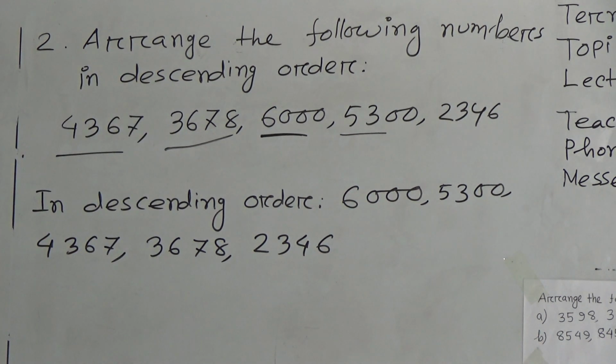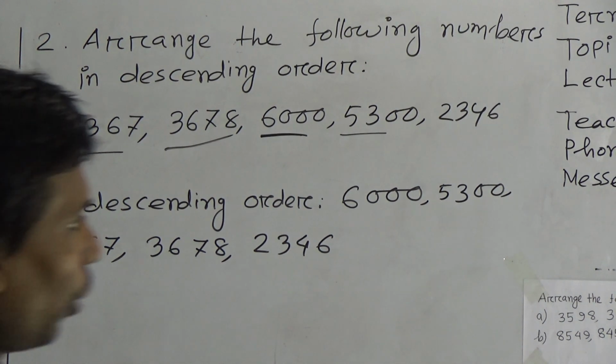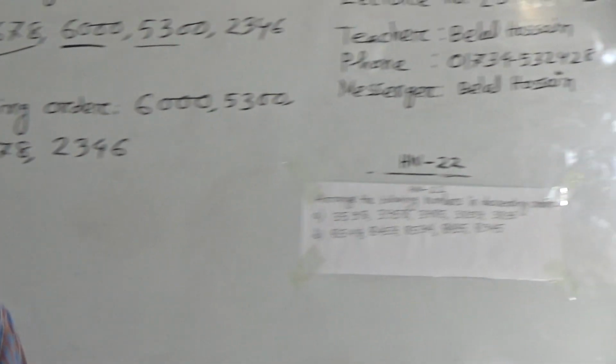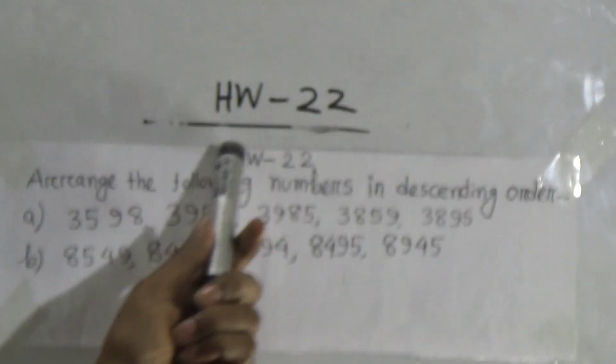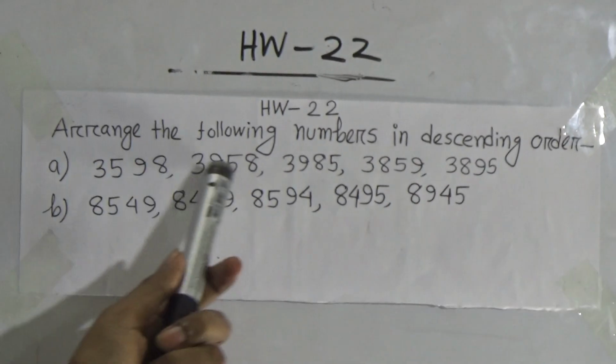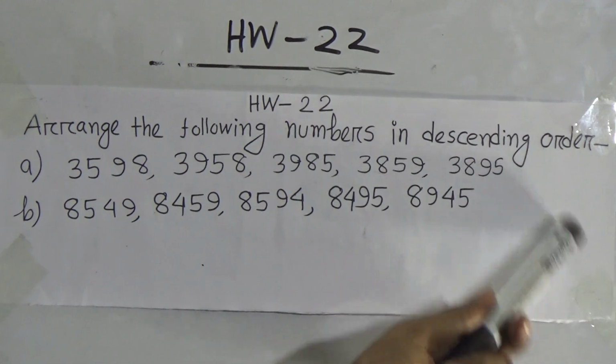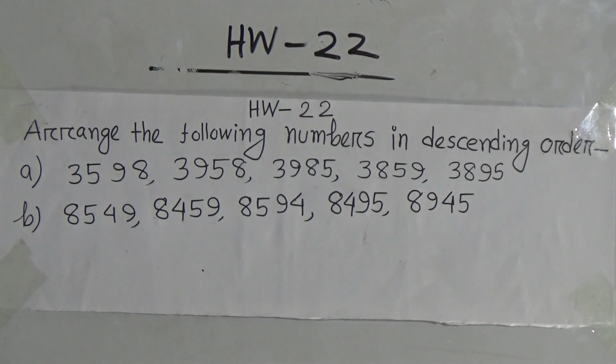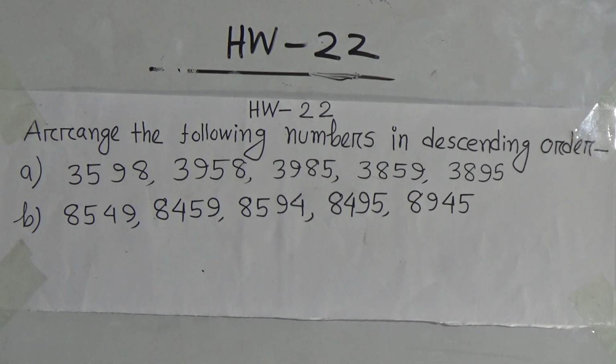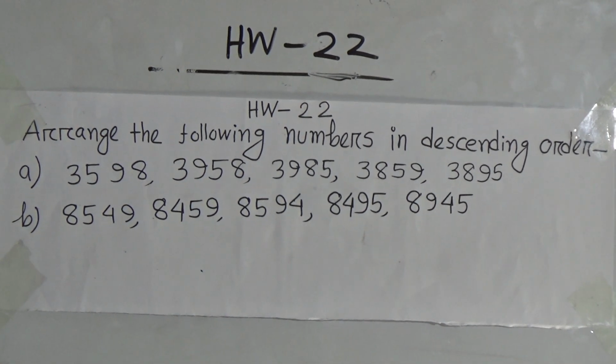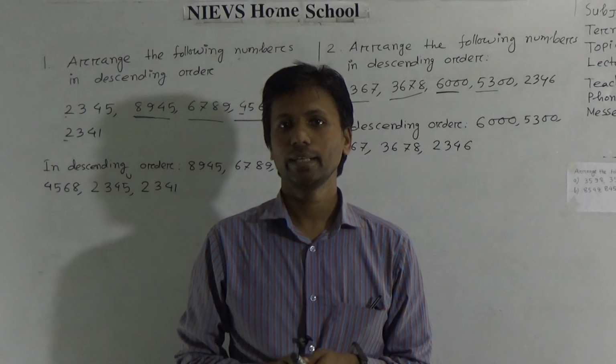Dear children, I hope you understood. Now I want to talk with you about our HW topic. Look, HW number 22, arrange the following numbers in descending order, A number and B number. Like what I discussed and solved today, this way you have to solve these two problems. Okay, and remember, you have to arrange the numbers in descending order. Okay, mind it, you have to arrange the numbers in descending order.